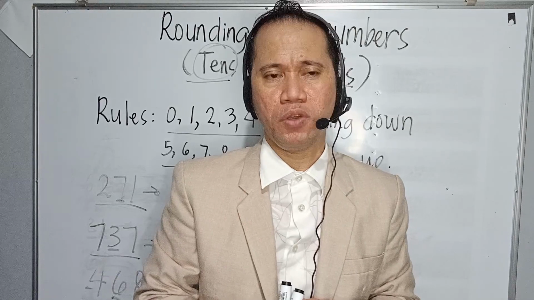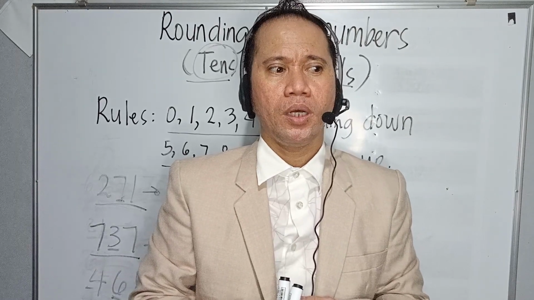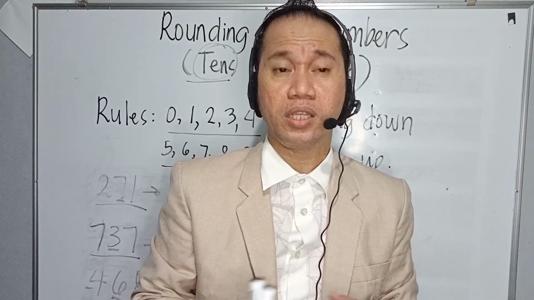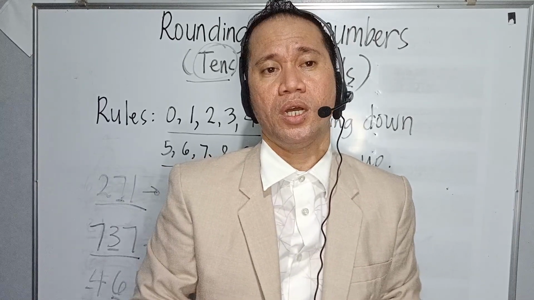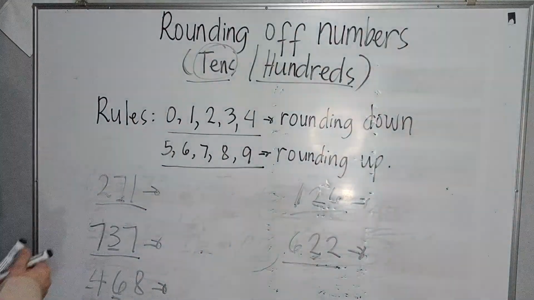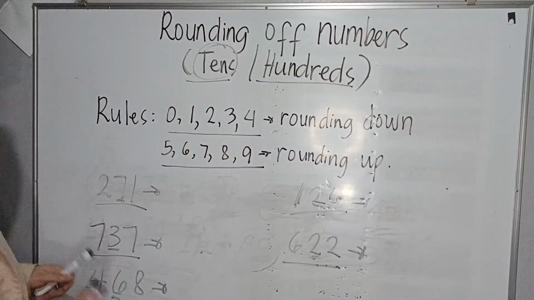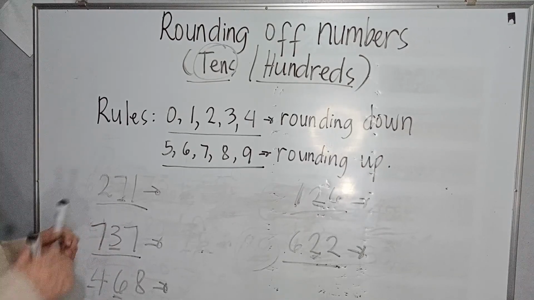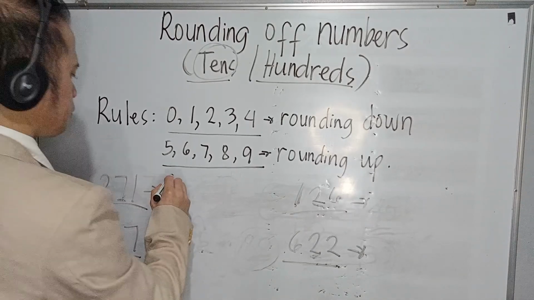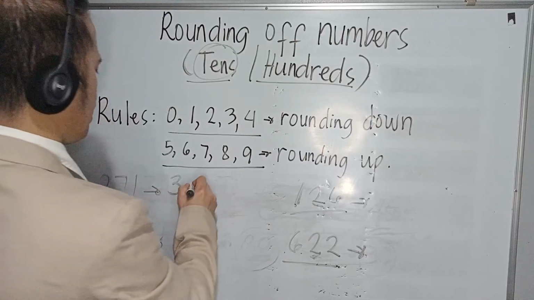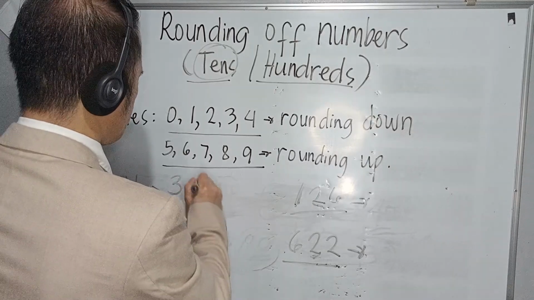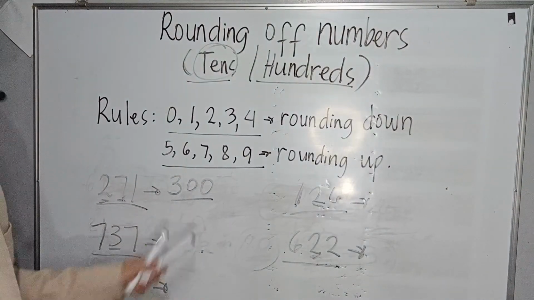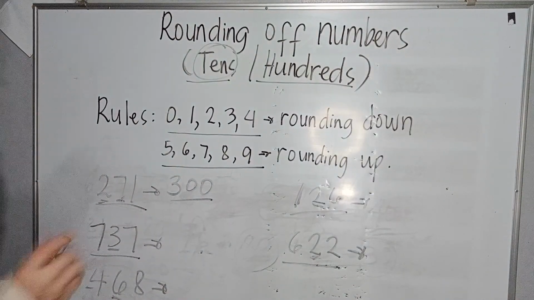Once your teachers give you 10 to 15 minutes to answer, here we go. 271, class. So remember, 7 is rounding up. So our tens place we have 2, and 2 becomes 3, then automatically 0. Okay, 271 rounds up to 300.